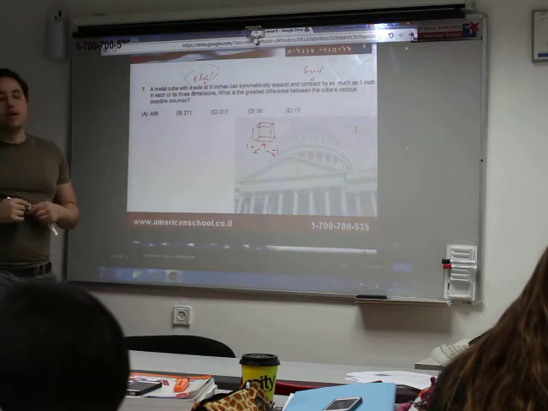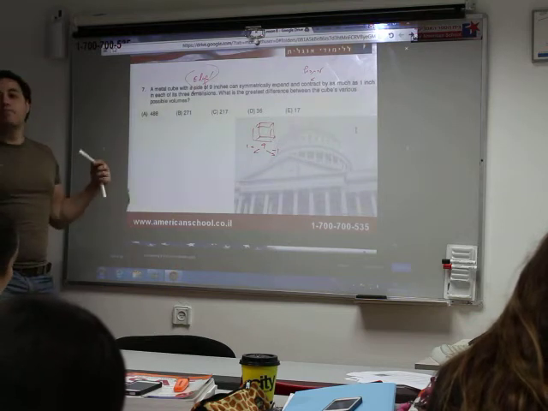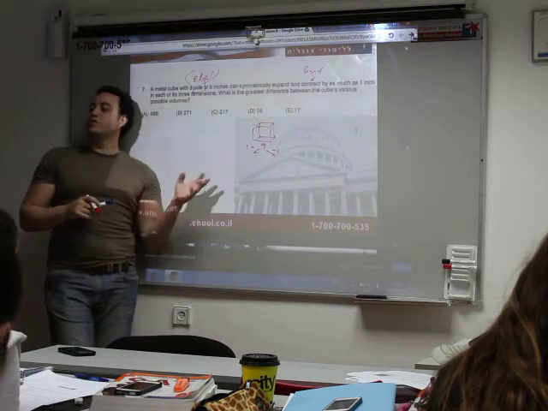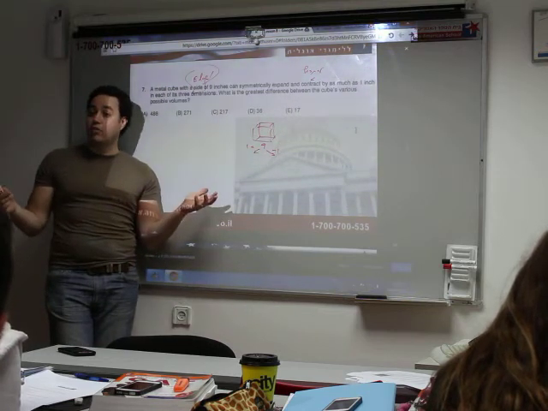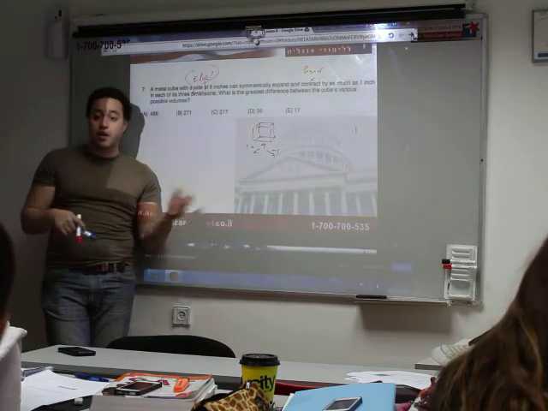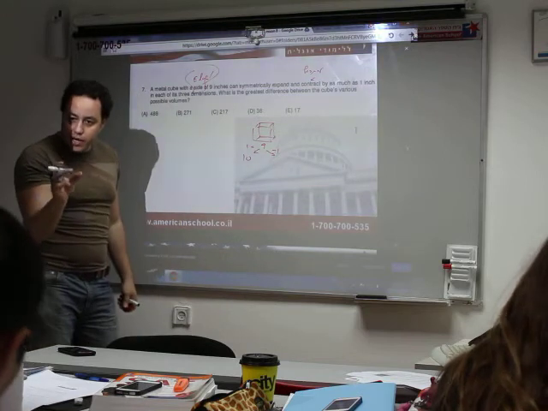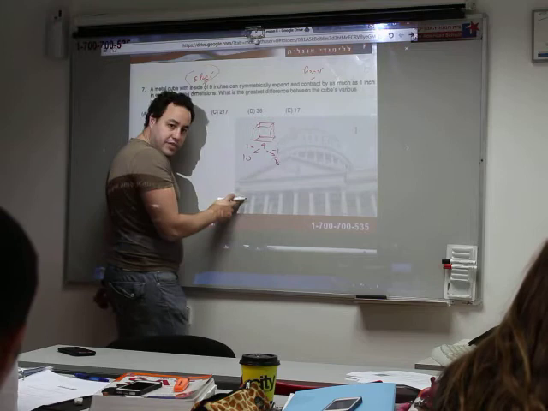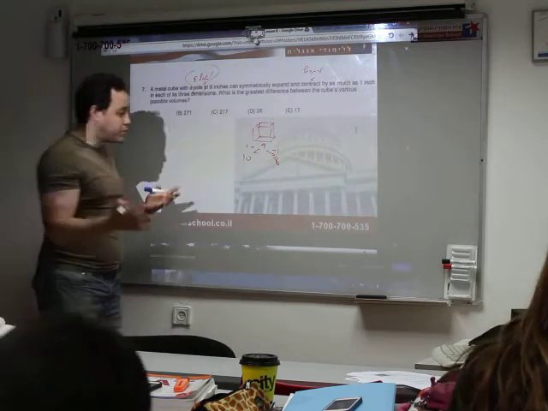Okay. So the question is, what is the greatest difference between the cube's various possible volumes? In other words, they ask you what is the greatest gap between the largest volume and the smallest volume. If it grows, if it expands by 1, it's going to be 10. If it contracts by 1, it's going to be a side of 8, right? But it's symmetrical, it does this proportionally.